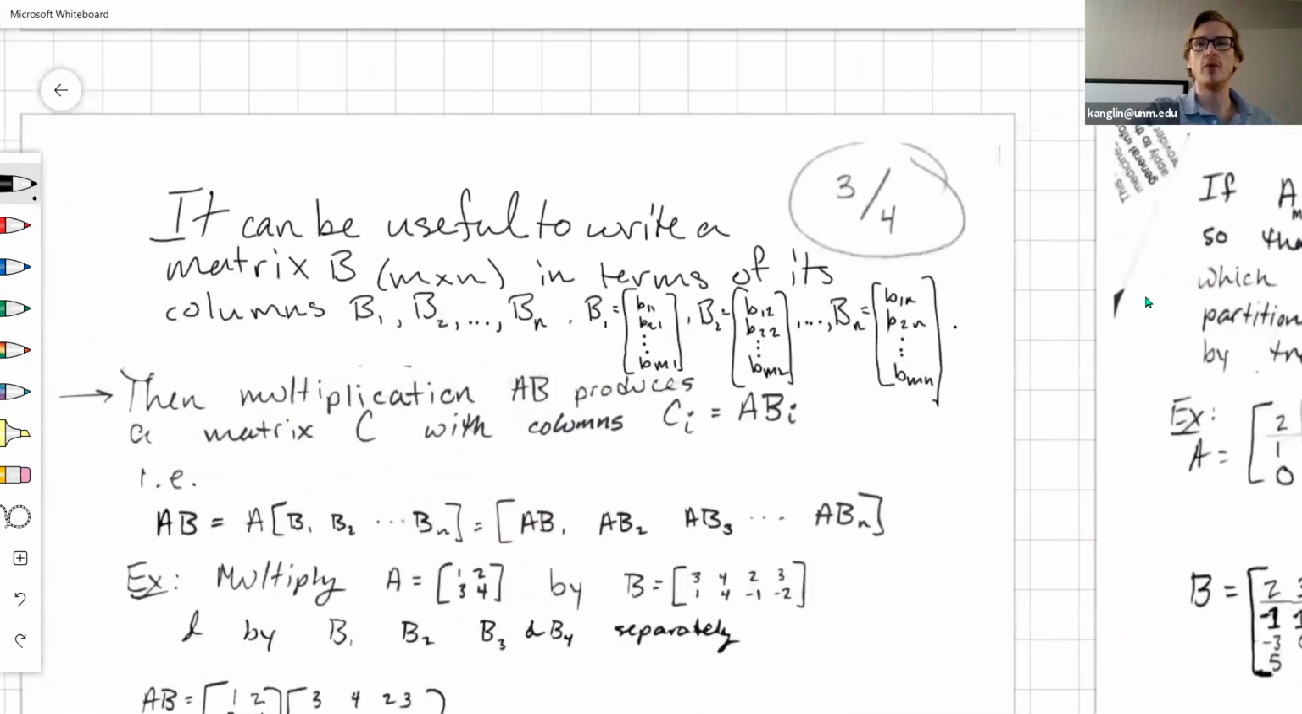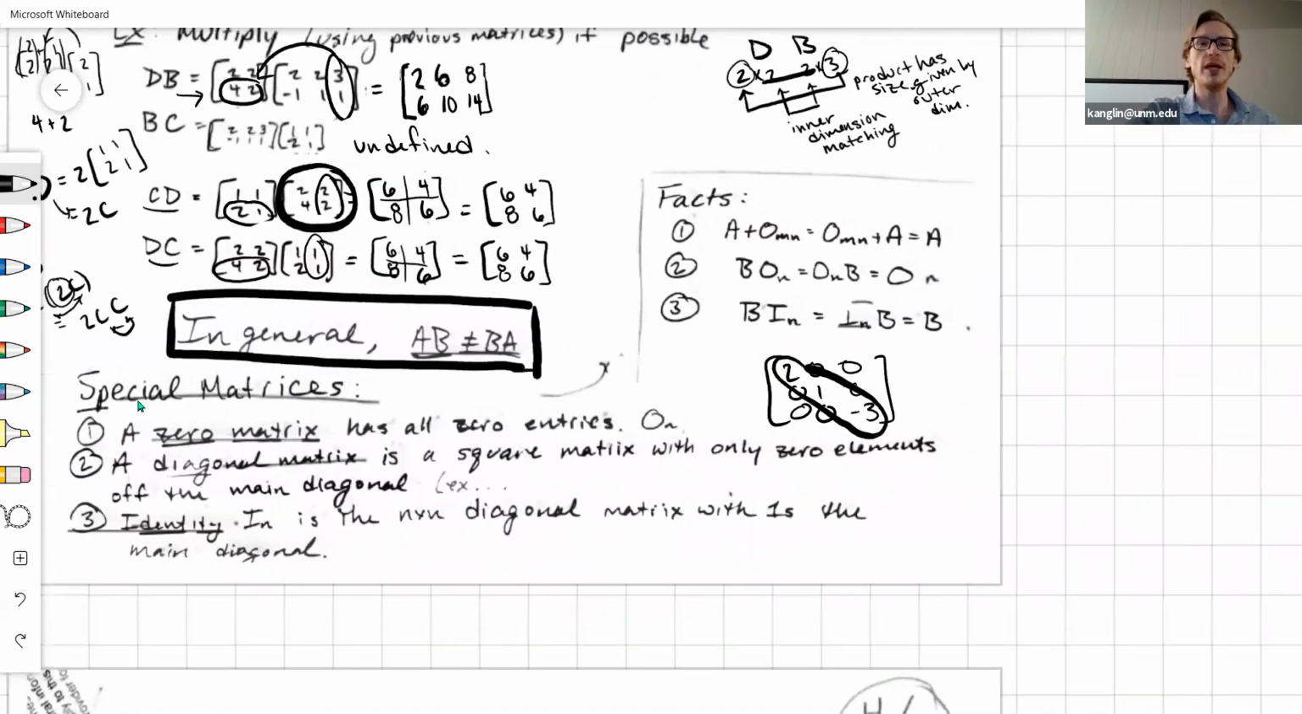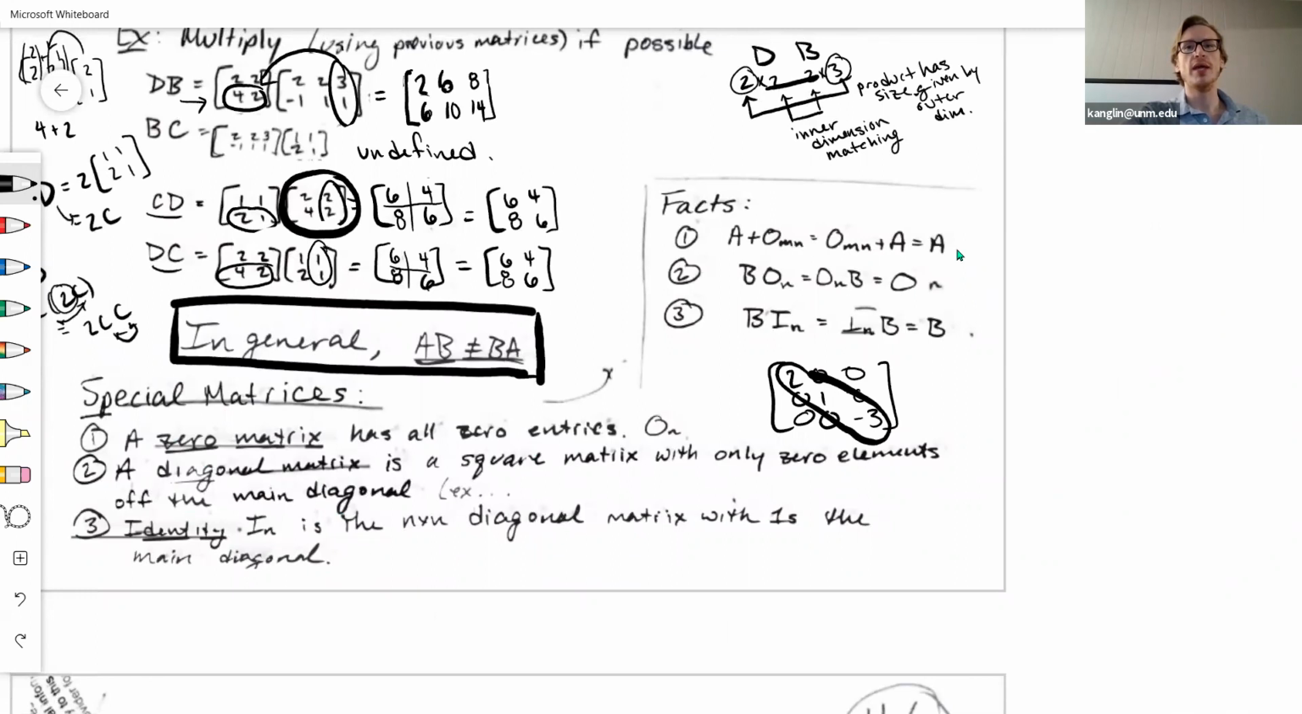Okay, so let's go further with talking about matrix multiplication. Oh, in fact, I forgot something. Why do we care about these special matrices? Well, we care because of these three facts up here. They give us some power to perform algebraic manipulations. For example, A plus the zero matrix, or the zero matrix plus A, is still A, so long as these additions make sense in terms of the size of A and the size of the zero matrix you're working with.